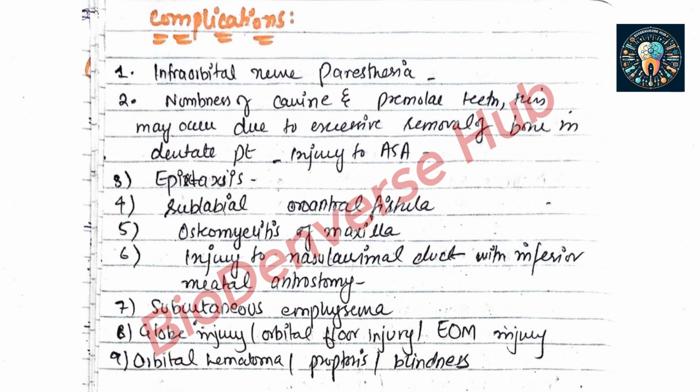We can also have the osteomyelitis of the maxilla as a complication, and also the injury to the nasolacrimal duct with the inferior meatal antrostomy. Subcutaneous emphysema, globe injury, orbital floor injury, or orbital hematoma, proptosis, or blindness. These were all the complications that can occur as a result of the Caldwell-Luc approach.